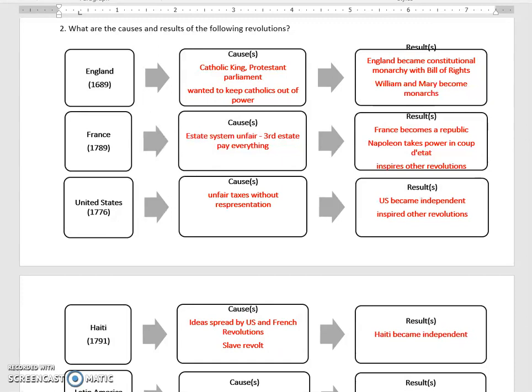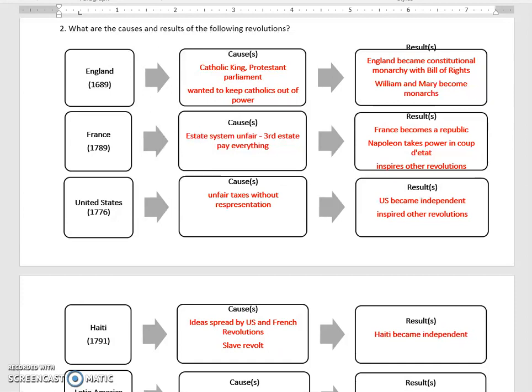At the end of the French Revolution, France does become a republic for a short time. Eventually, Napoleon takes power in a coup d'etat before the balance of power is eventually restored after the French Revolution. The French Revolution, along with the American revolutions, helped to inspire later revolutions in the Caribbean and Latin America.